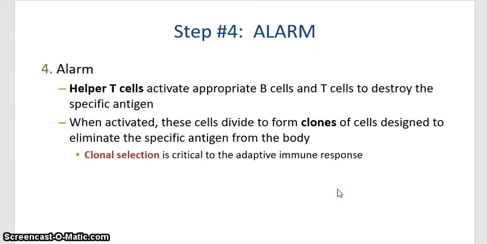Now that helper T cell is activated, and so the appropriate B cells and T cells to destroy that specific antigen are going to be activated. When activated, these cells divide to form clone cells that are designed to accurately and specifically fight that antigen. So this clonal selection is a very important part of our adaptive immune response.